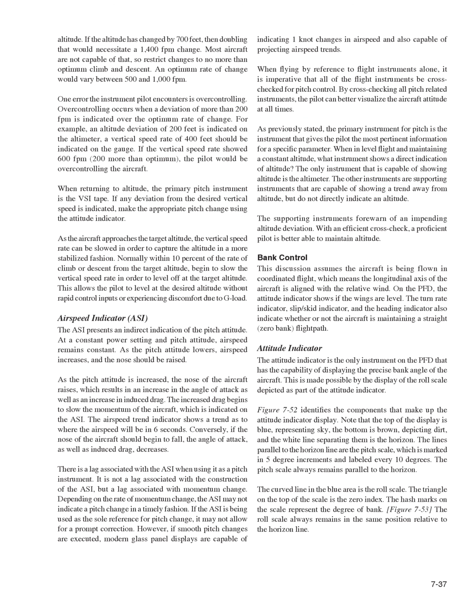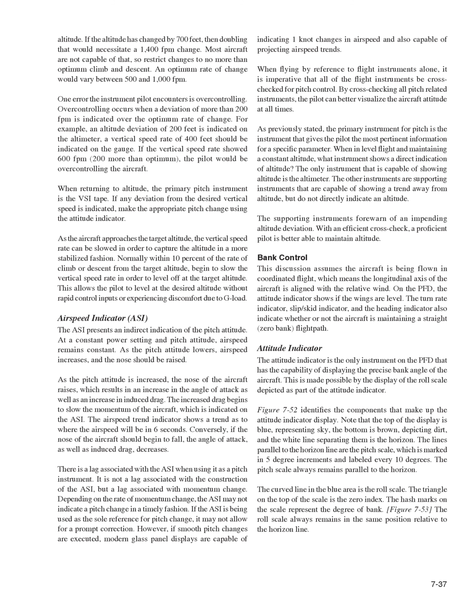altitude. If the altitude has changed by 700 feet, then doubling that would necessitate a 1,400 FPM change. Most aircraft are not capable of that, so restrict changes to no more than optimum climb and descent. An optimum rate of change would vary between 500 and 1,000 FPM.